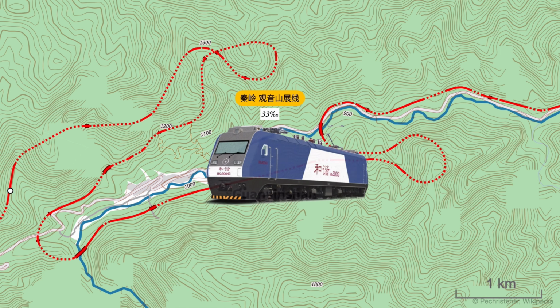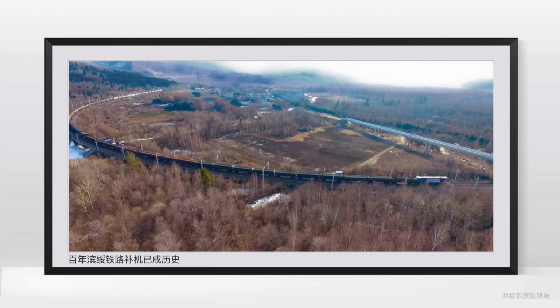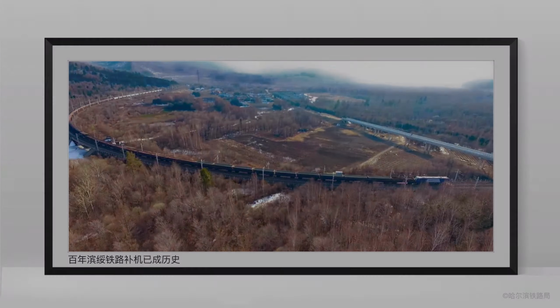There is the home of the renowned Qinling Rail Supply Team, which boosts train power and braking with an extra supplementary locomotive, helping trains travel through this steep section.